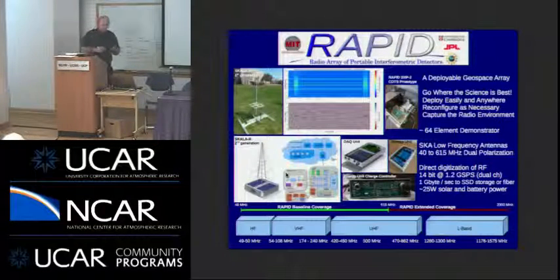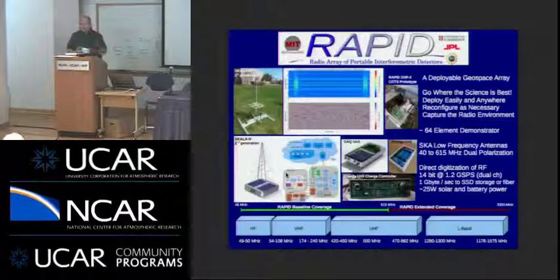Now, we wanted to explore spatial diversity. You can pick it up and reconfigure it. You can go to a radio quiet zone. You can go next to existing radar. This is relevant in that a deployable facility is the answer to DAISY's inability to cover the entire globe.